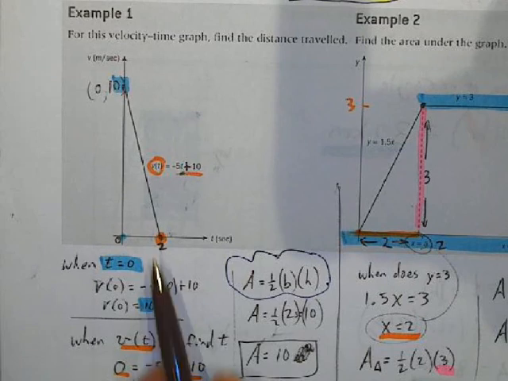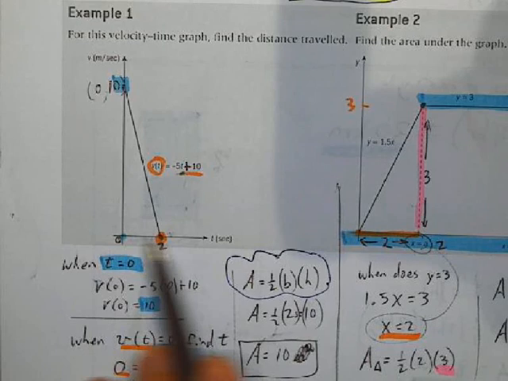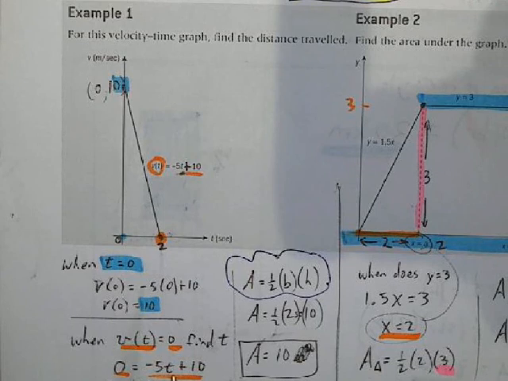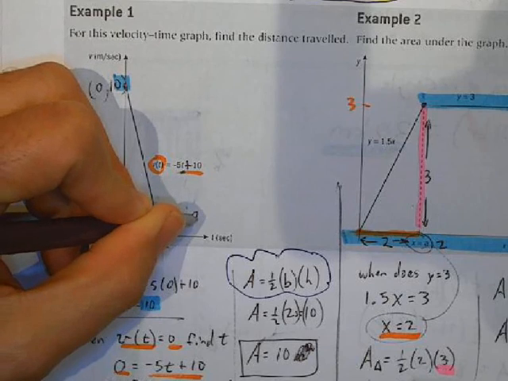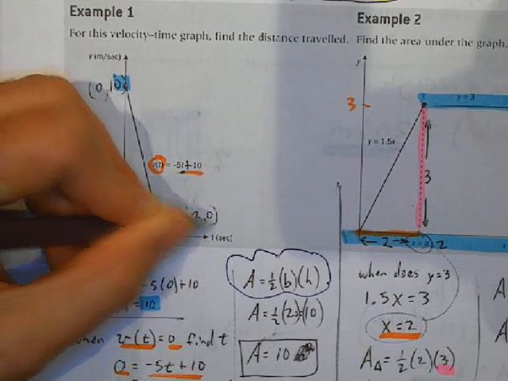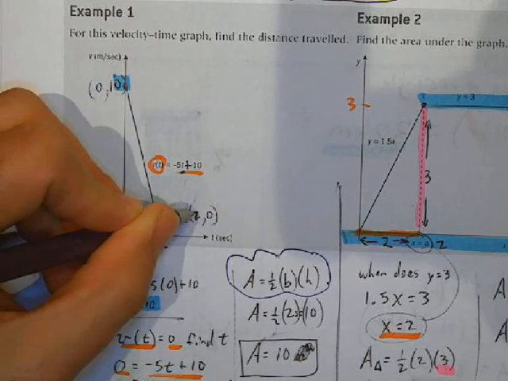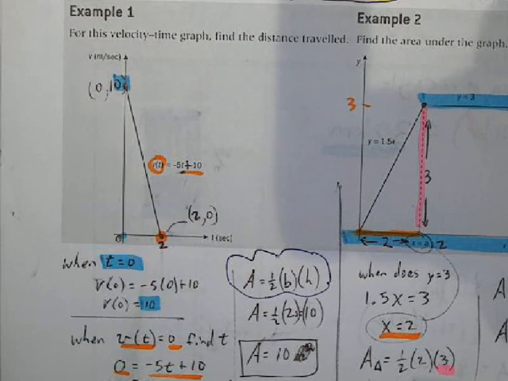And here, now if I make v of t equal to 0, that means the height here is 0. Then I could say 0 equals -5t plus 10. So we could add 5t on both sides, divide by 5, and we get 2. So this coordinate here is (2, 0). When t is 2, v of t, or the y value, is going to give me 0.